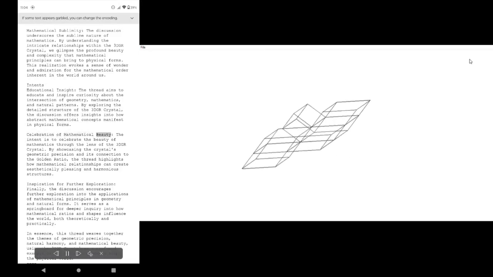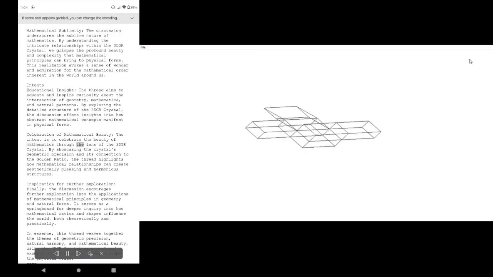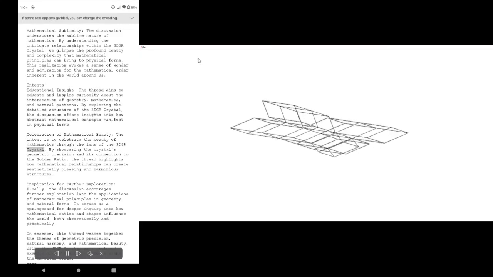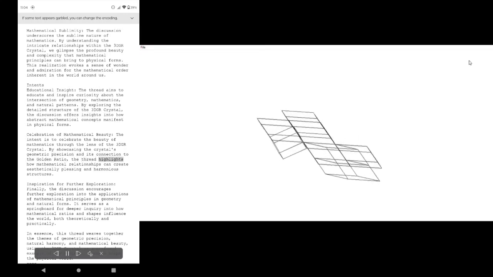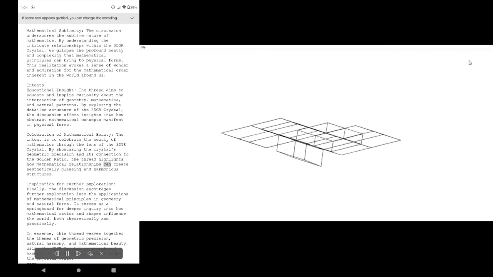Celebration of mathematical beauty. The intent is to celebrate the beauty of mathematics through the lens of the 3D GR crystal. By showcasing the crystal's geometric precision and its connection to the golden ratio, the thread highlights how mathematical relationships can create aesthetically pleasing and harmonious structures.